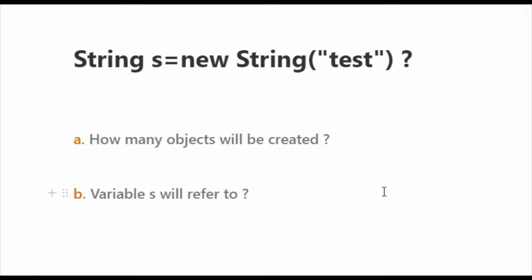So today we are going to cover a frequently asked question in the interviews. This question is basically related to Java. The question is: how many objects are created when you are creating a string using the new keyword? There are two sub questions: how many objects are created, and the variable that you are creating, which object will it refer to? So rather than giving you a very shortcut answer, I would like to give you a detailed explanation. So let's get started.